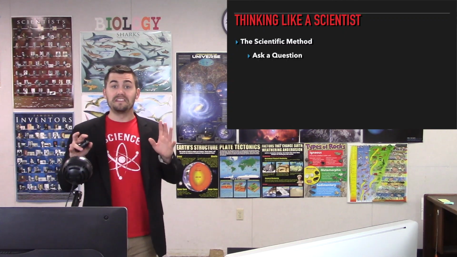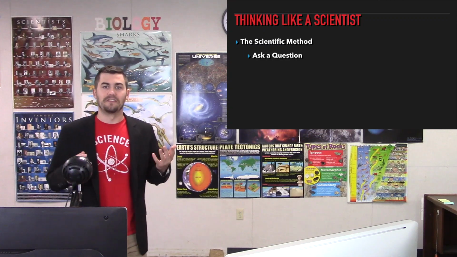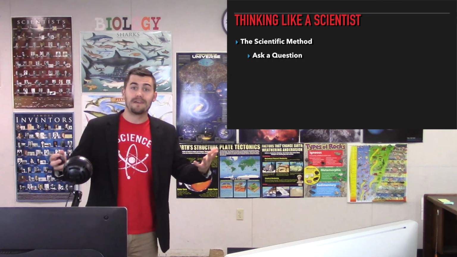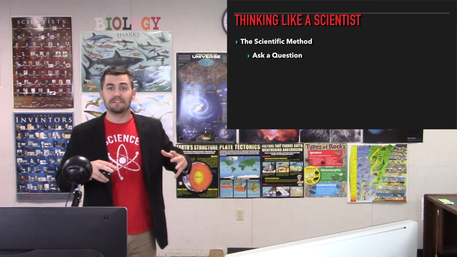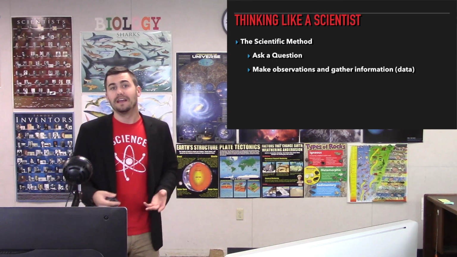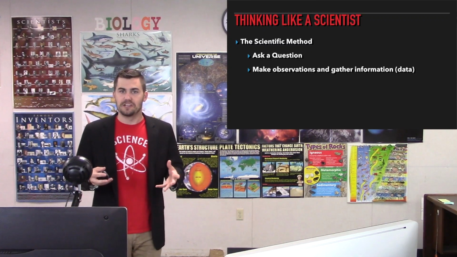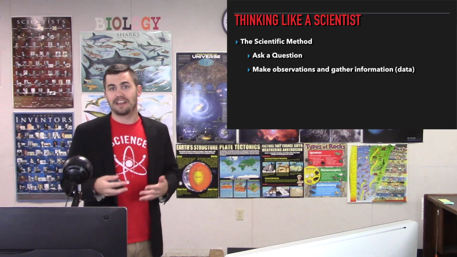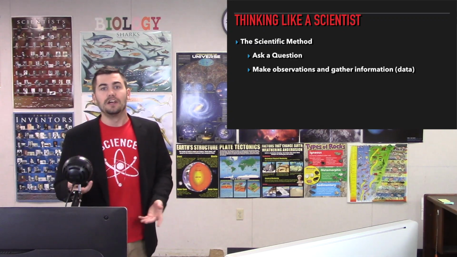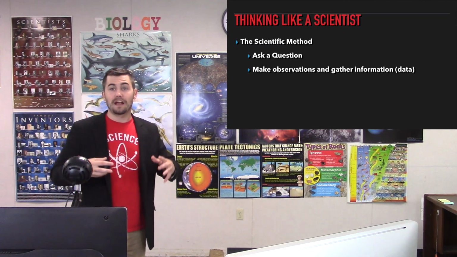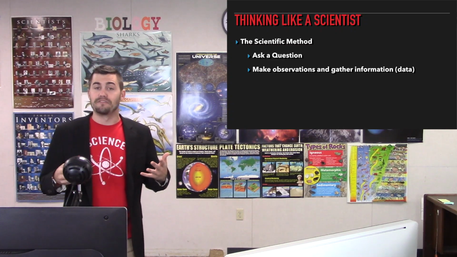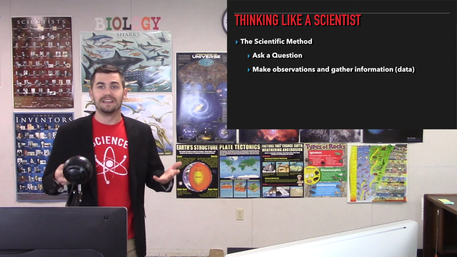So, the actual steps of the scientific method. The first step is always to ask a question, and it can be absolutely anything at all. Once you have a question in mind, once you have something in mind that you want to try to understand, you need to go out and make observations and gather information. And we call that information data.